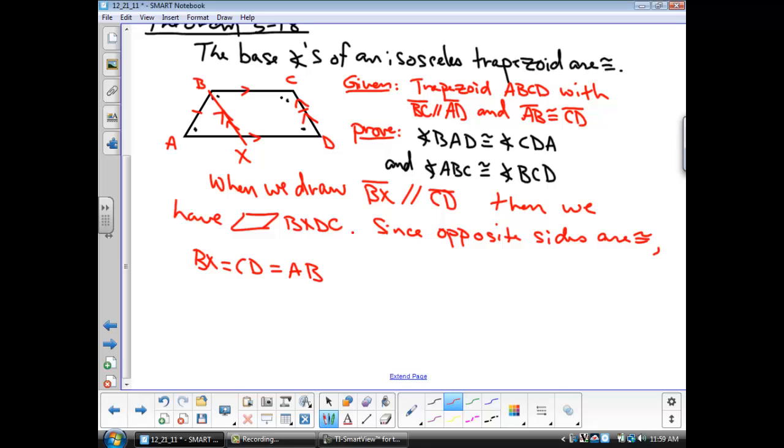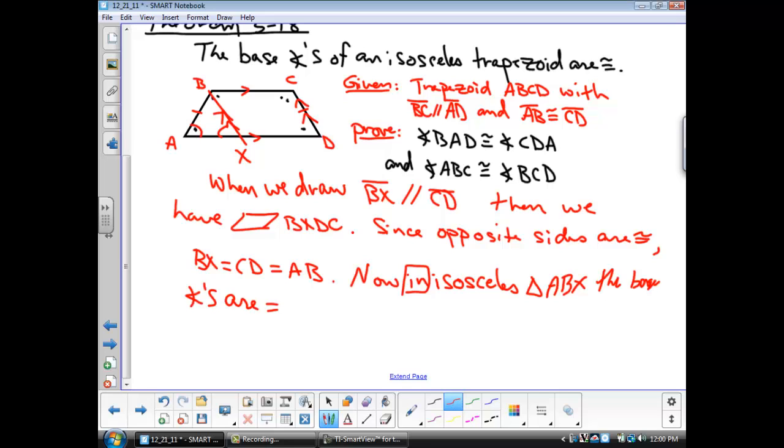Now we have an isosceles triangle, ABX. And in this isosceles triangle, the base angles are congruent, which means angle BAX is congruent to angle BXA.